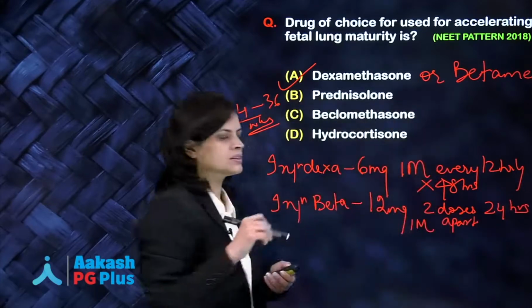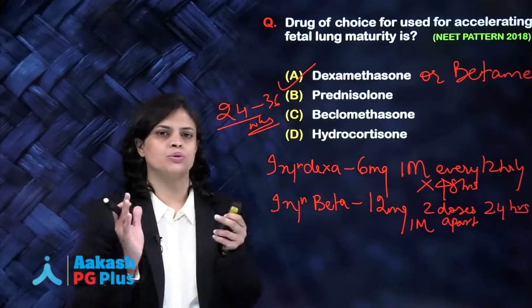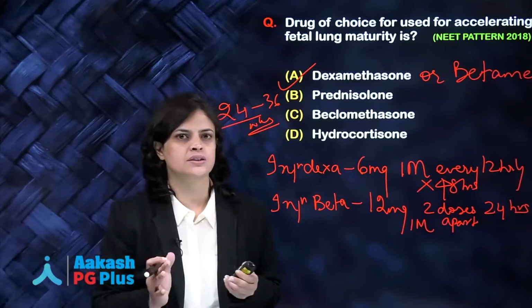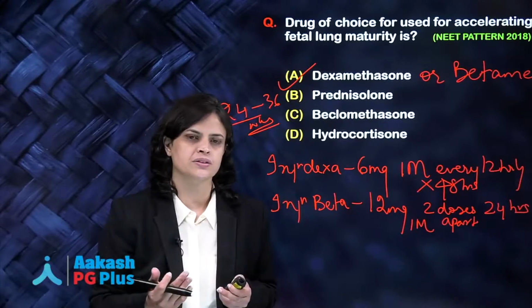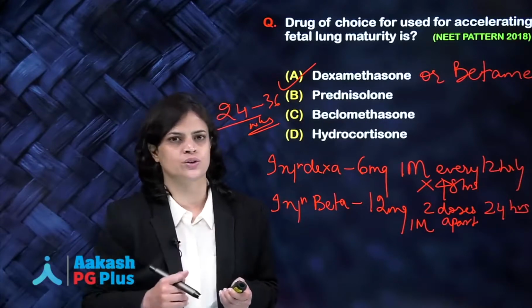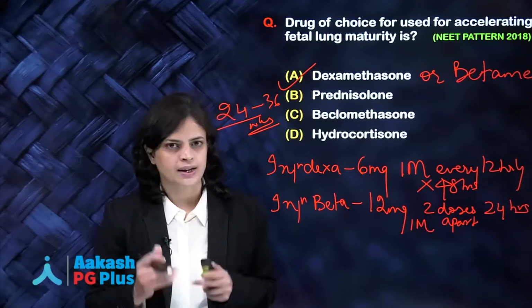So the use of antenatal corticosteroids has significantly reduced the morbidity and mortality related to prematurity by decreasing the complications such as respiratory distress syndrome, IVH and necrotizing enterocolitis. Now with this we come to the end of this session.